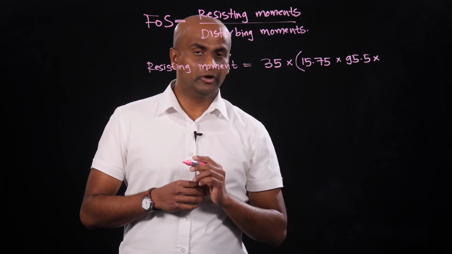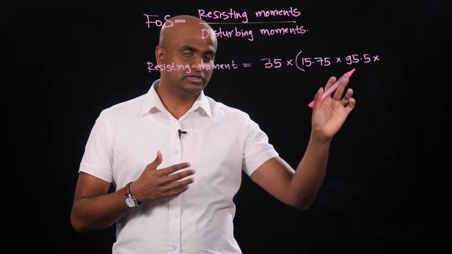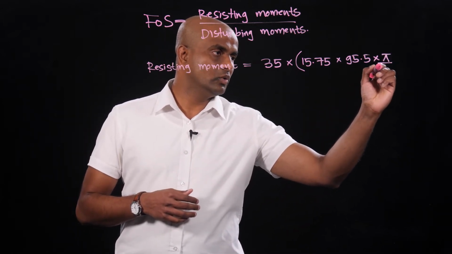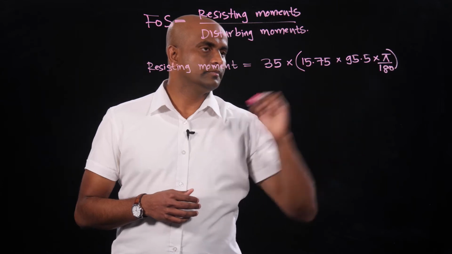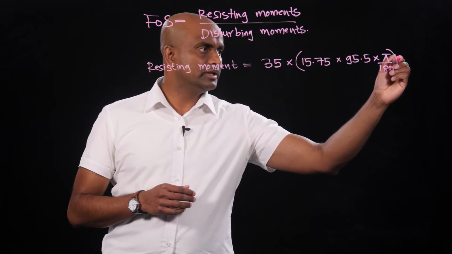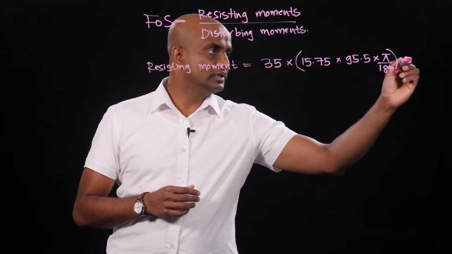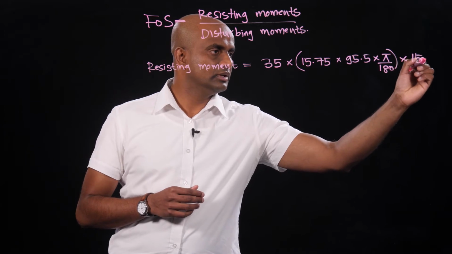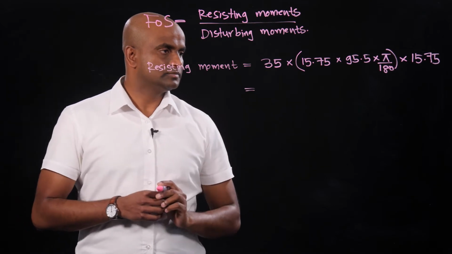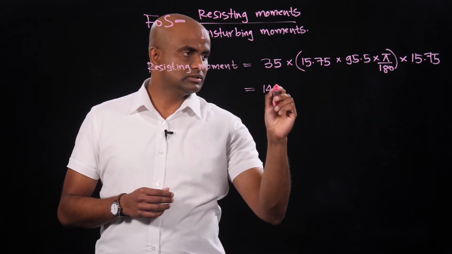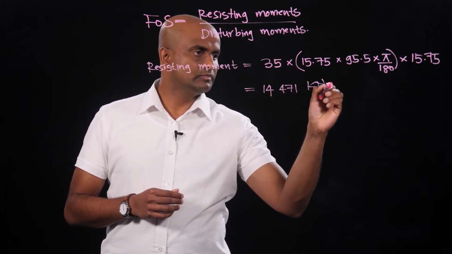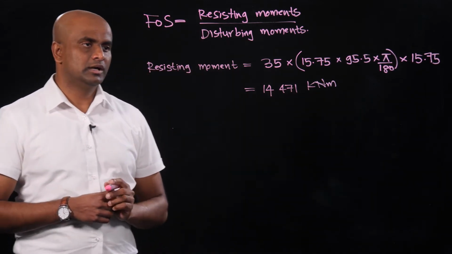However, this 95.5 is given in degrees, so when you substitute in this equation, it has to be in radians, therefore it has to be multiplied by pi over 180. Then to calculate the resisting moment from this resisting force, you multiply it by the distance, which is again the radius, 15.75. That will be 14,471 kilonewton meter. That will be your resisting moment.